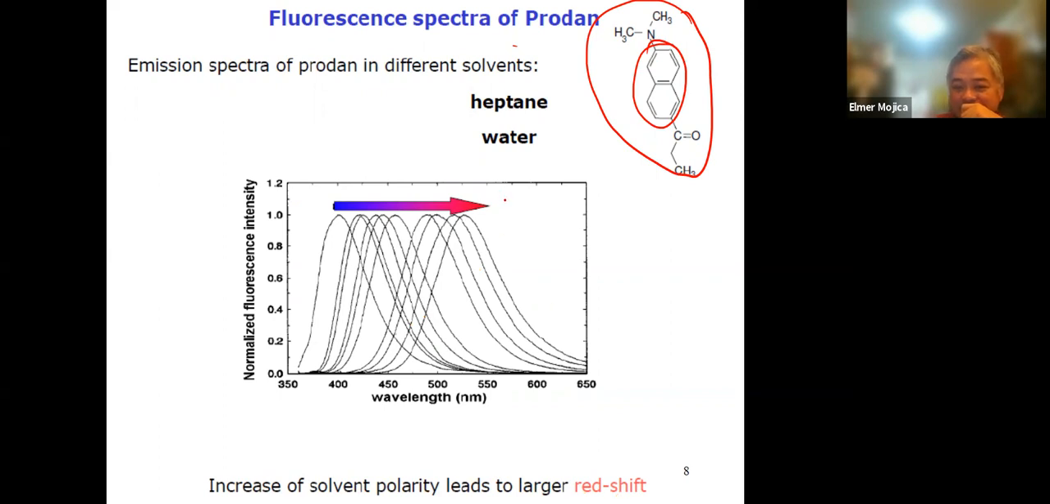So ano yun nandito? Water o heptane? Saan yung water? Saan nag-i-increase yung water? Dito, let's say A, o dito? B. Ano sagot nyo? Nasaan mas maraming water? Sa A or sa B? Okay? So usually it's in the A.